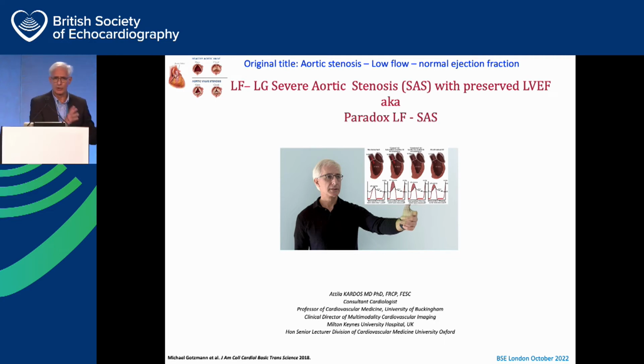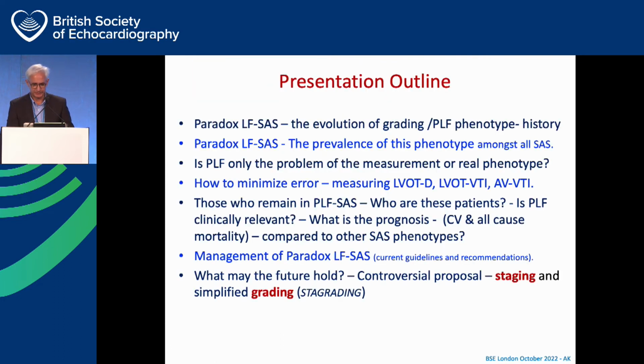These are patients with normal left ventricular function, but who have low flow in the aortic valve area to measure and have severe aortic valve stenosis. I hope you won't be bored to death. I try to make it a bit educational. And that will be the outline that I would like to cover today: the evolution of grading of aortic valve stenosis in general, to be able to understand the development of the paradoxical low flow severe aortic valve stenosis phenotype. I will use paradoxical low flow severe aortic valve stenosis interchangeably with PLF, just as a short abbreviation.